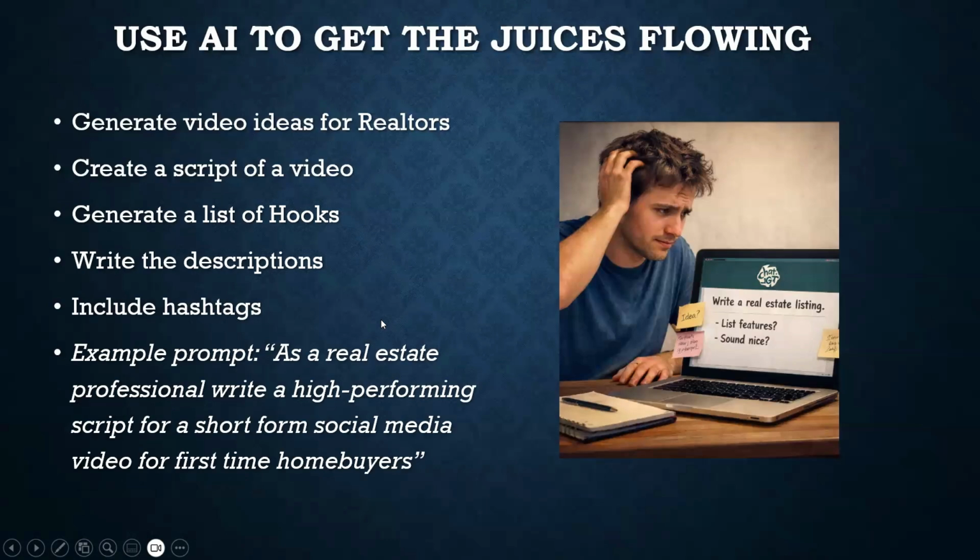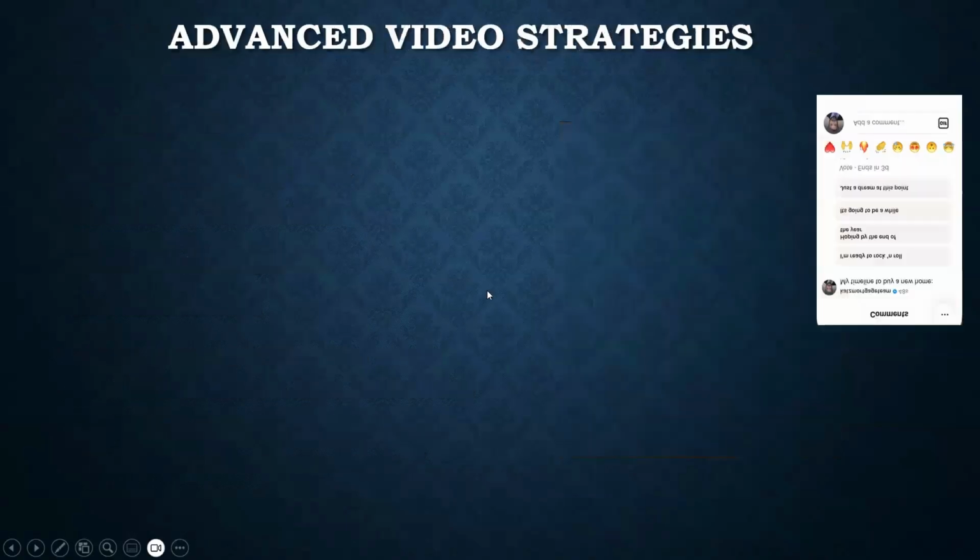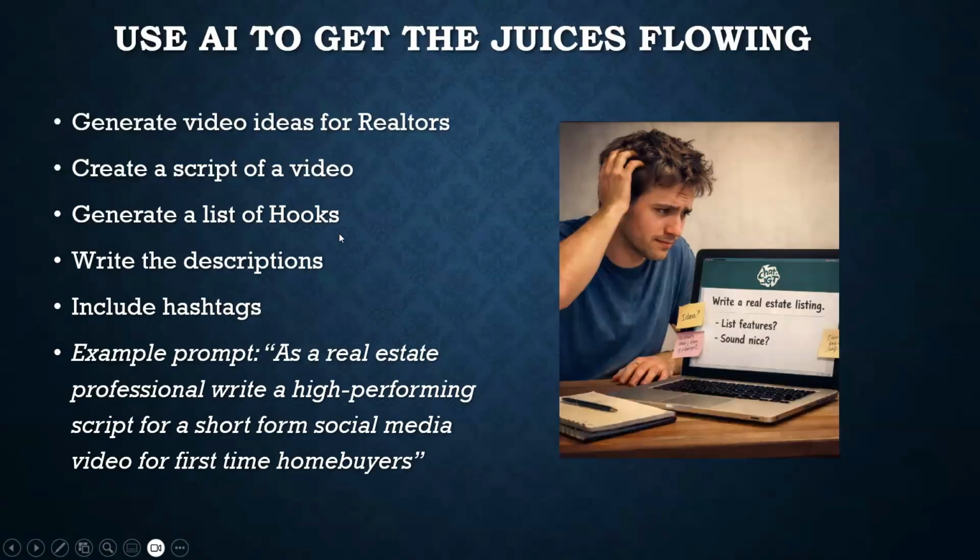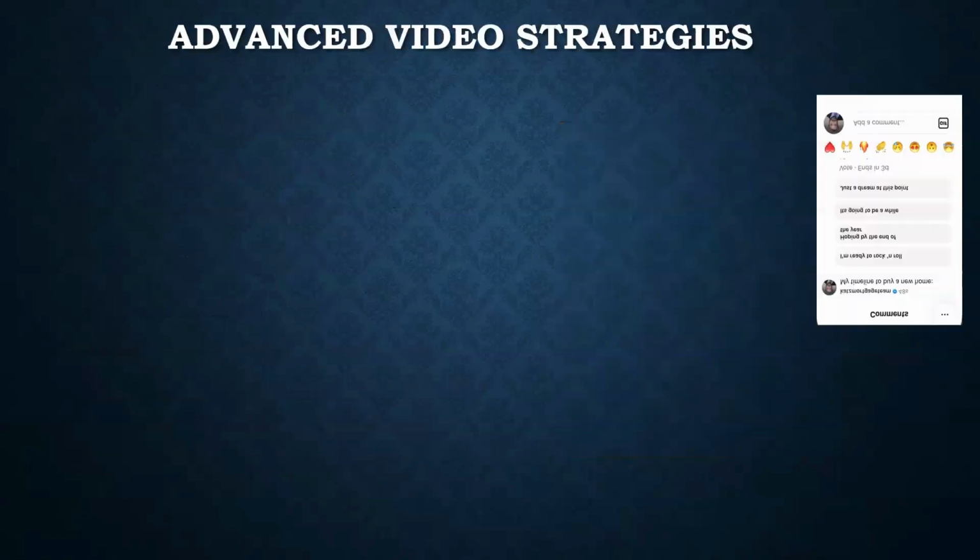So an example prompt is, as a real estate professional, write a high performing script for a short form social media video for first time home buyers. It's going to give you all these ideas. You pick the ones you like, you have it write you the script. It's really, in today's world, easy peasy. Never take exactly what it says and just copy and paste. You want to read over it. Sometimes Chat GPT is wrong. I've seen it give out misinformation. So you want to make sure you proof it pretty well.